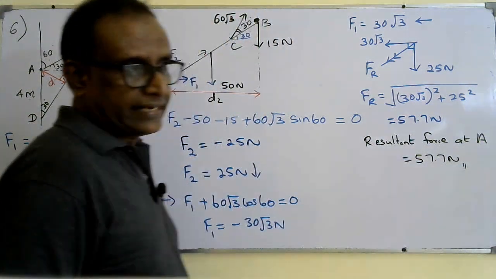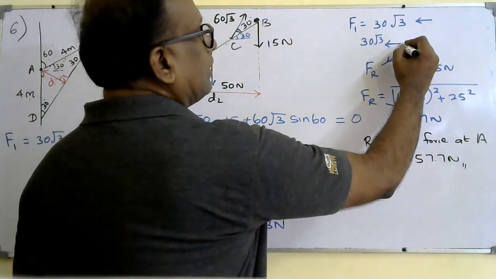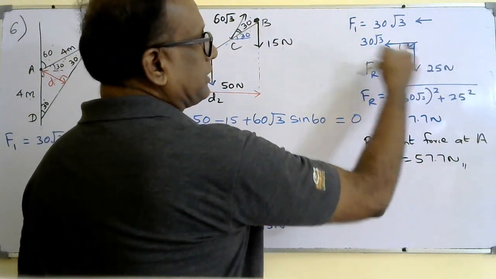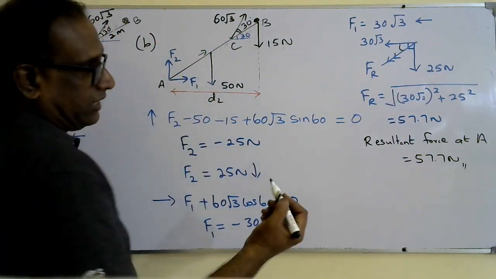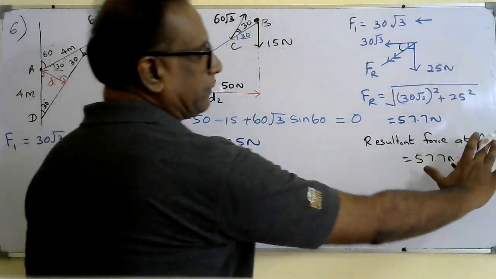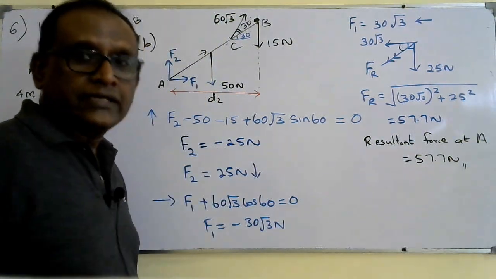Nothing is mentioned about the direction, but if you want, you can find the direction. Find tan theta equal to opposite over adjacent. You can find the actual direction of the resultant force acting at A also, but that's not asked. They're asking only the magnitude. So it is 57.7 Newton.